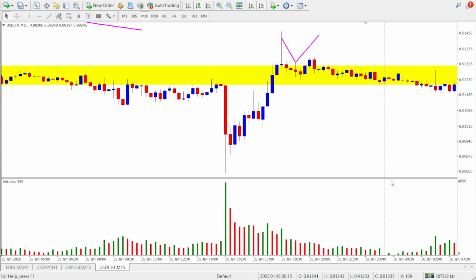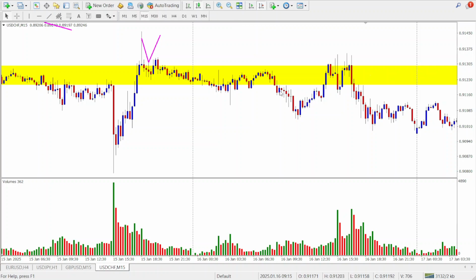Then make sure you manage your risk. Place your stop loss below the breakout level or below the last swing low to protect your trade. That's if it's a bullish breakout. If it's a bearish breakout, it's going to be above your last swing high.